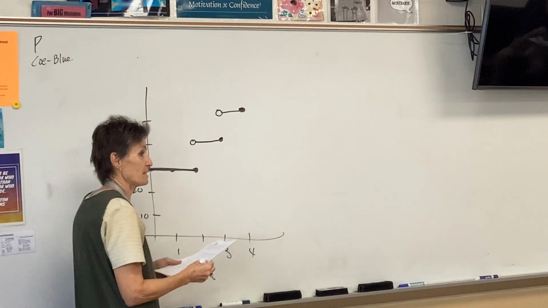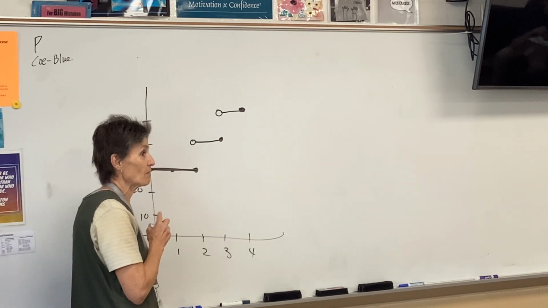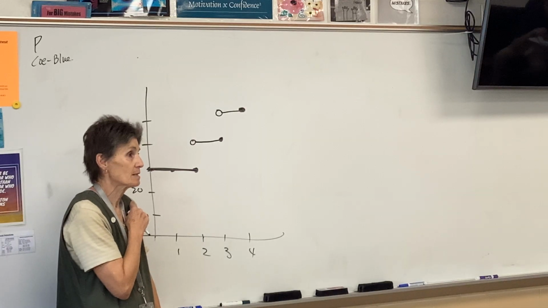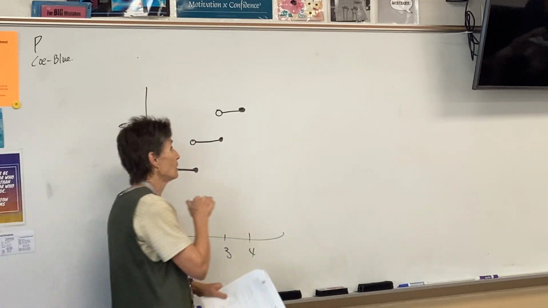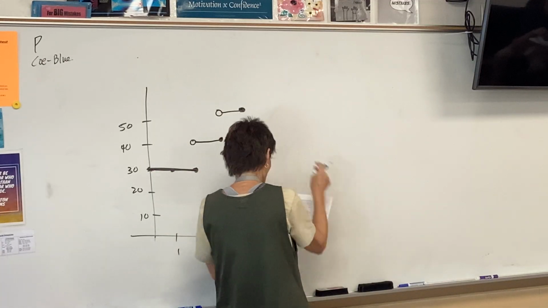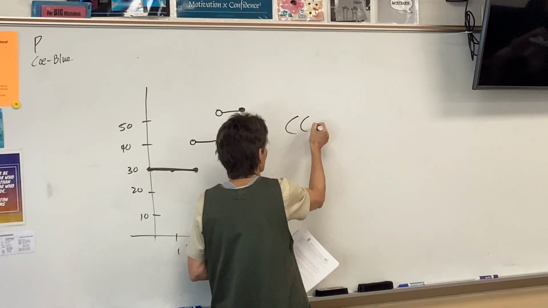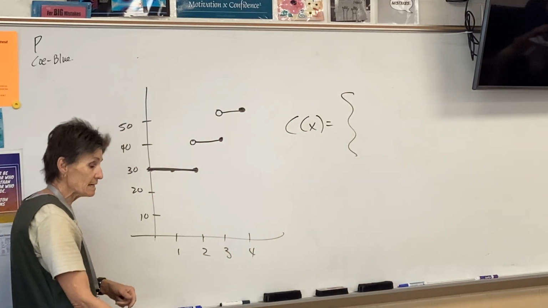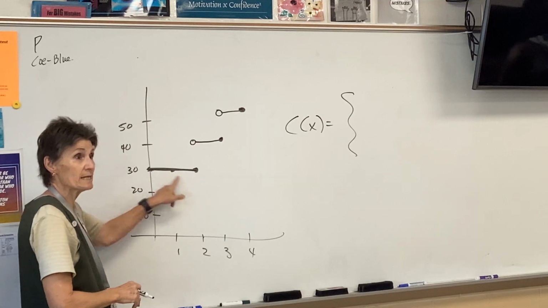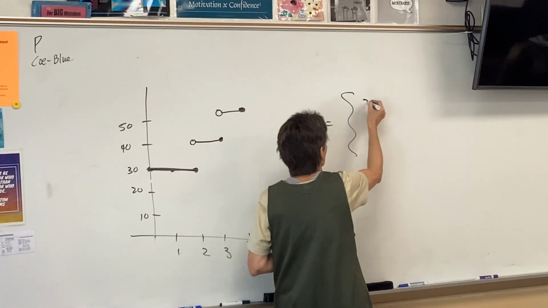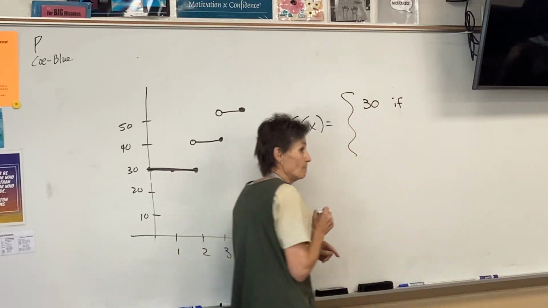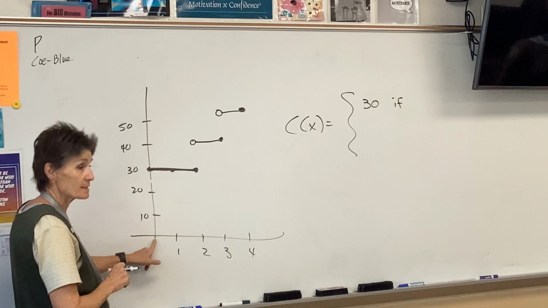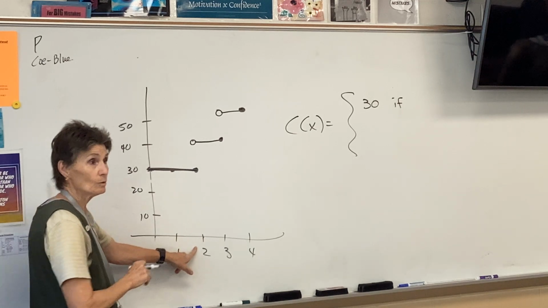Now, one way of expressing that would be with a piecewise function. Would you agree that's a piecewise function? Graphed in pieces. So one way of expressing it would be with a piecewise function. So I'll just say C of X. So C of X, you said, was going to be $30 if X was between 0 and 2?